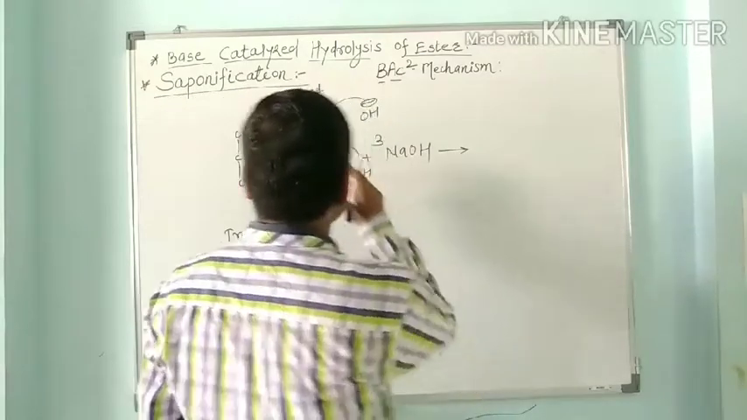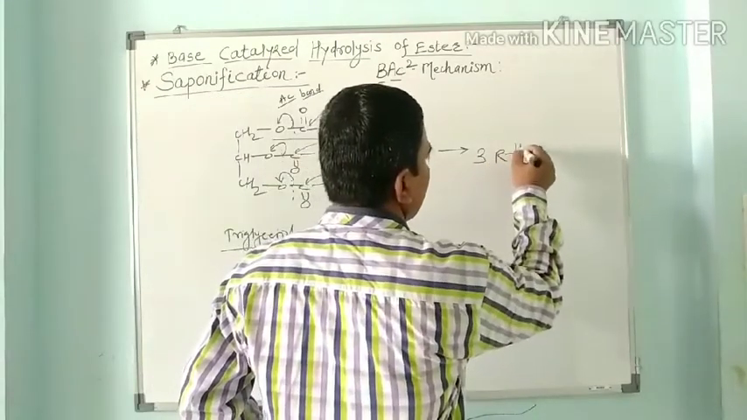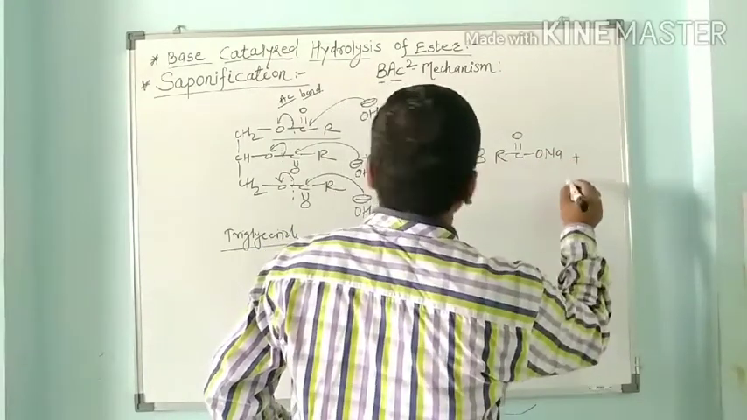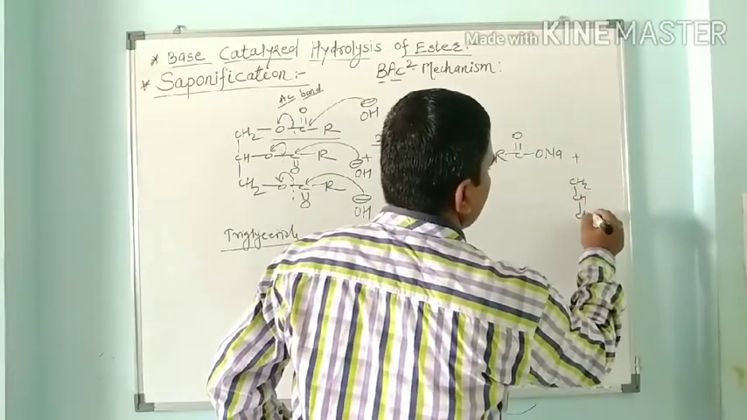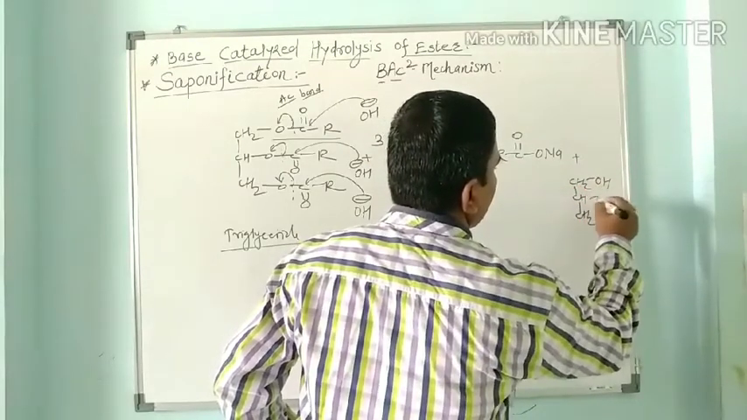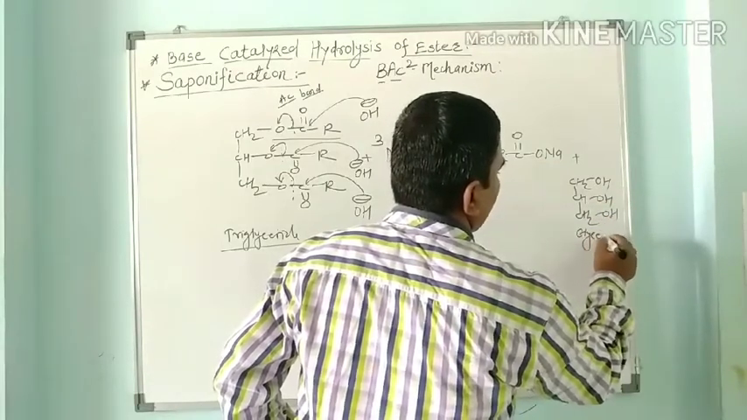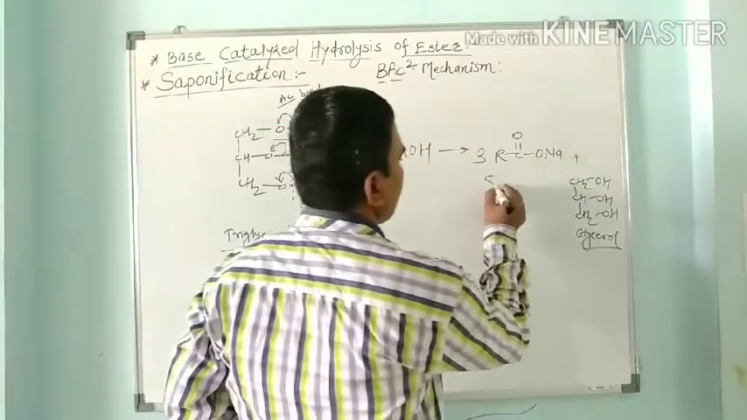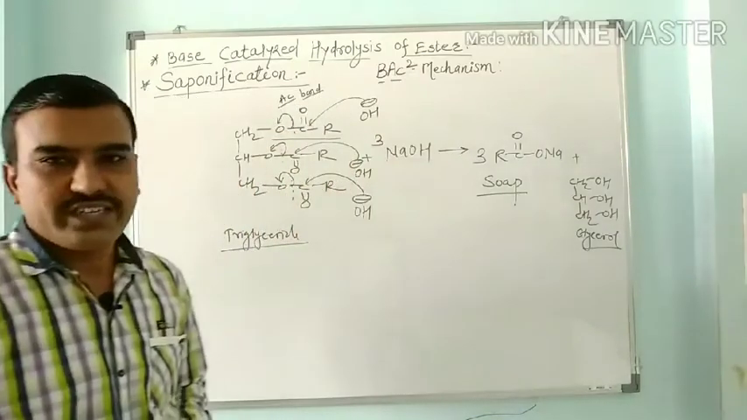So from this we get glycerol, CH2OH, CHOH, CH2OH, plus 3 moles of RCOONa. We get glycerol plus this soap, the sodium salt of fatty acid.